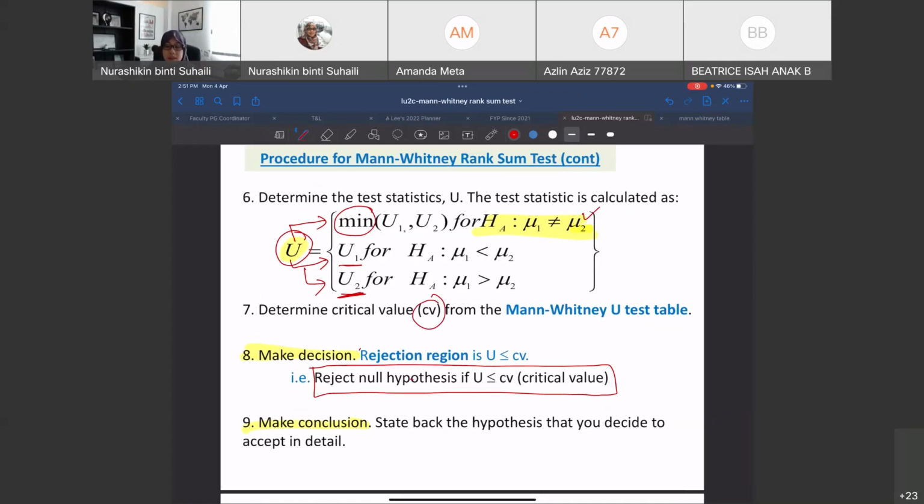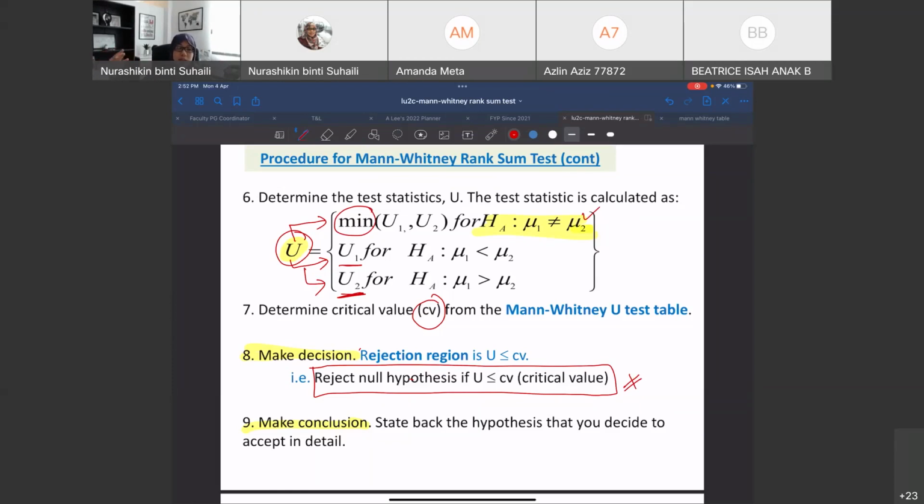Number 9 is to make a conclusion. So the decision is not yet complete. If you just end your workout here and say accept the null hypothesis, it's not completed yet, because we do not know what you mean by null hypothesis. If you read a report in the newspaper and the result is to accept the null hypothesis, it doesn't state that there is no difference between the number of vaccinated people in Sarawak and in Johor. The percentage is no different. So that's clear, isn't it?